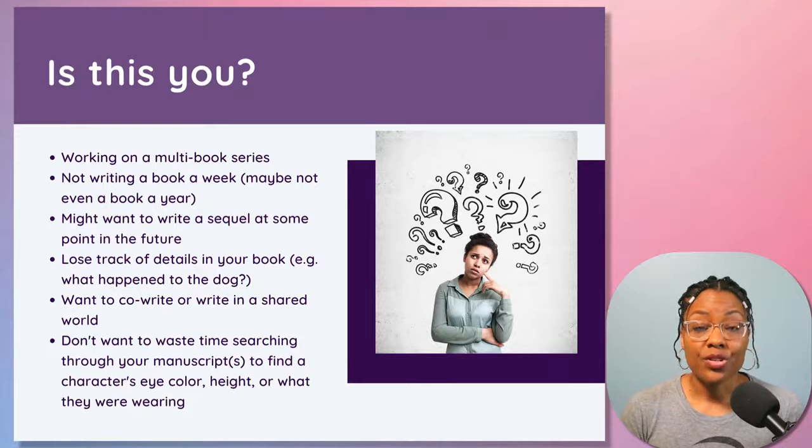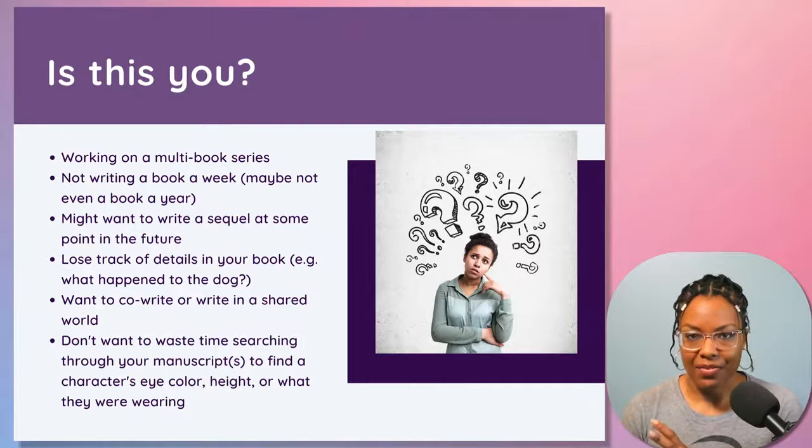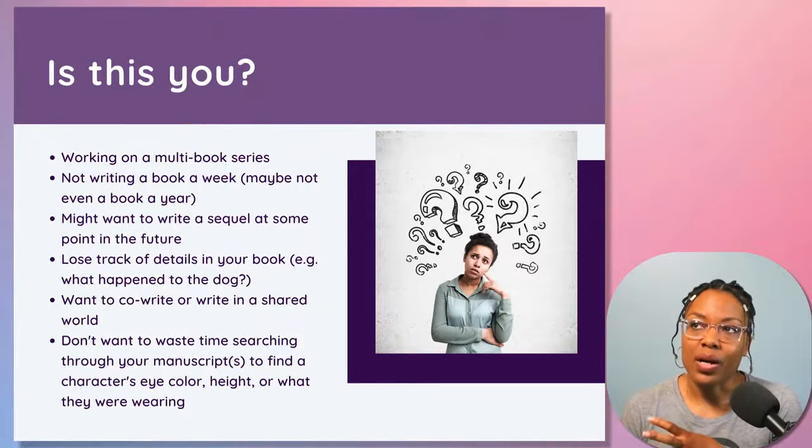Or you just don't want to waste time searching through your manuscript or manuscripts to find details about your character, like what was his eye color or her height, what they were wearing, what was her sister's name, what was the aunt's name that I mentioned in chapter 3. She has to come back in chapter 20. Do I remember? If I don't know what chapter it was, at some point in Act 1, I mentioned so-and-so's name, and now I have to find it.